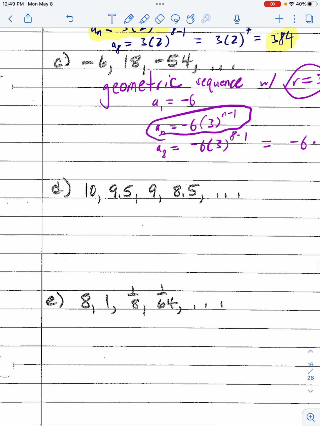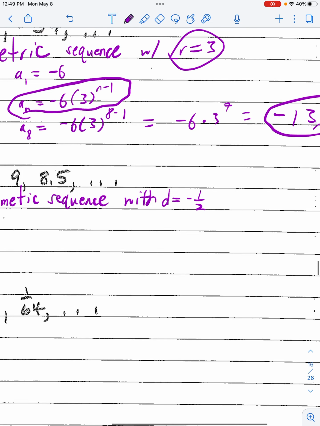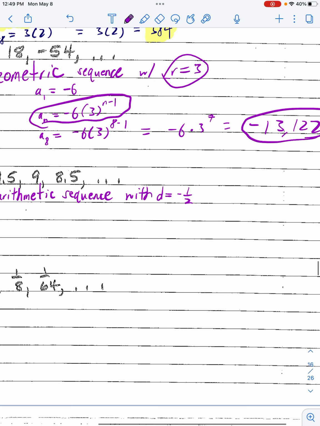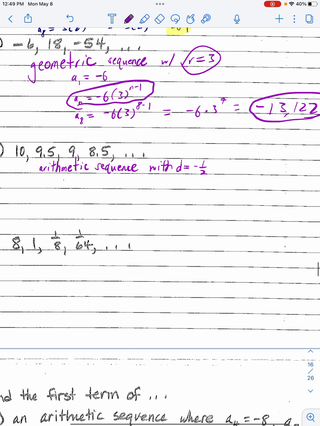All right, what do they do here? Hopefully you see, to go from 10 to 9.5, I can subtract a half. To go from 9.5 to 9, I can subtract one half again. Okay, so I have an arithmetic sequence with d equal to negative 1 half. Negative 1 half. Be careful, okay? I'm subtracting something each time. I'm adding a negative number each time. So my first term there is 10.